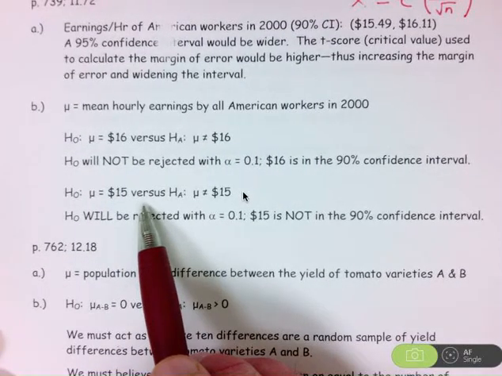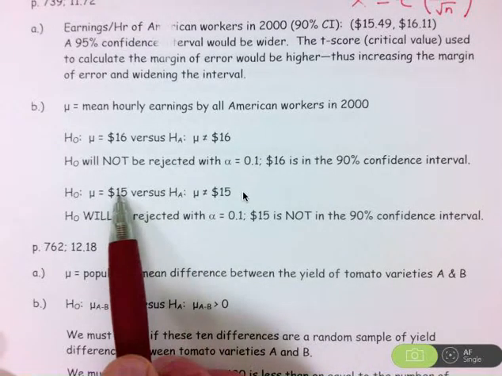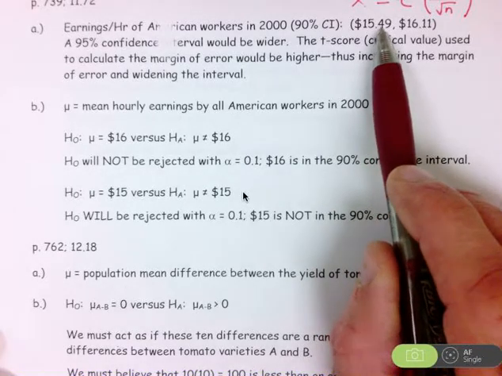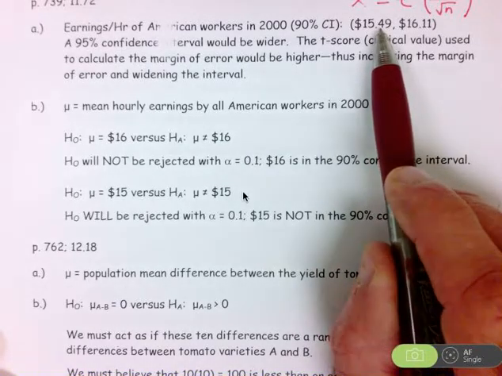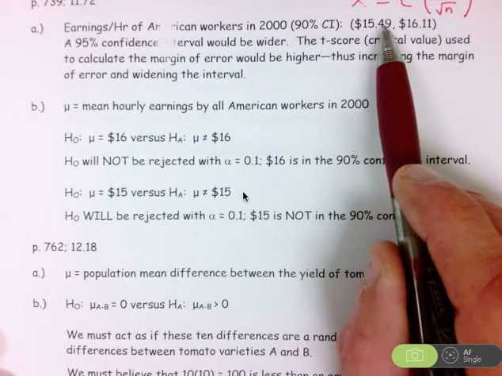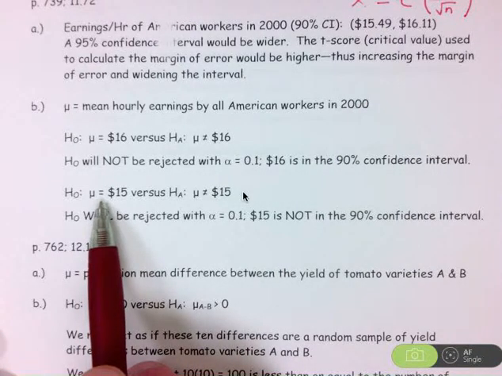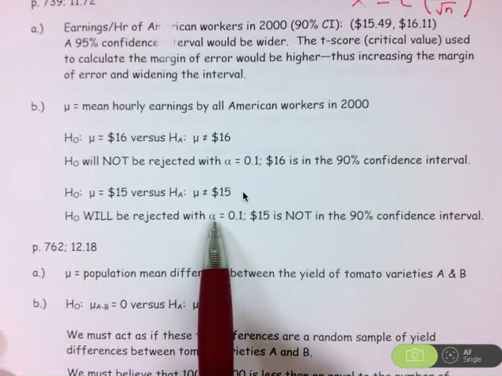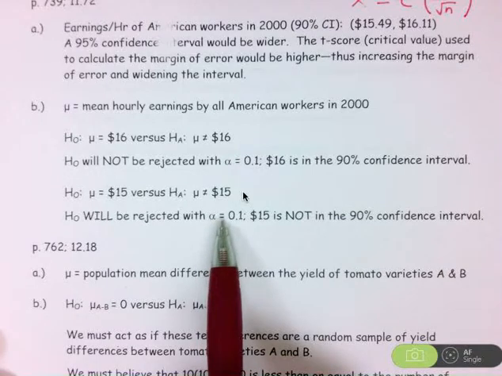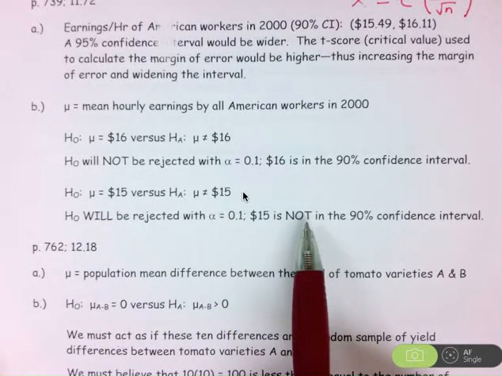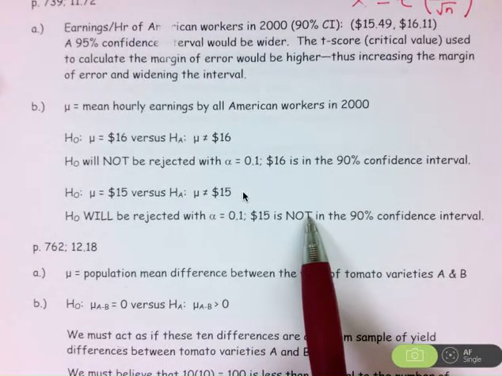The opposite happens in this second case here. Notice that 15 is not within the confidence interval, it is outside of the confidence interval. So that means it is not a candidate for what could be the true hourly earnings for American workers in 2000. That means we should be rejecting this null hypothesis value, because it's not in the confidence interval. That means that whatever p-value we get, it should be less than 0.1. I can't necessarily calculate what it is, but I know it's going to be less than 0.1 so that it gets rejected. Again, we need to reject it because it's not within the 90% confidence interval.